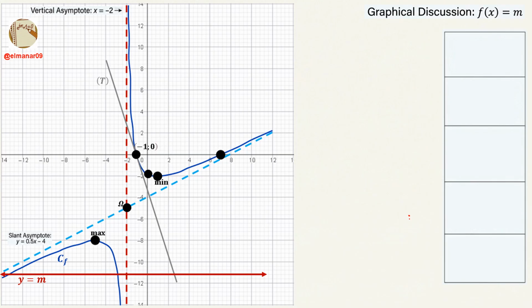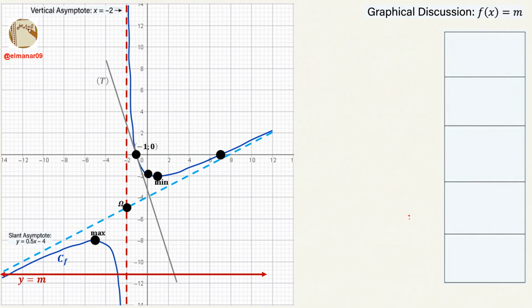Take a look at this gorgeous graph on the screen. We've got our blue curve, CF, doing its thing. You can see that vertical asymptote in red at x equals -2. Don't even think about crossing that line. And we've got our slant asymptote, y equals 0.5x minus 4, guiding the function as it stretches out to the horizons. Now, look at that red horizontal line labeled y equals m. Imagine we're sliding that line up and down the y-axis. Here's the step-by-step breakdown of what happens.